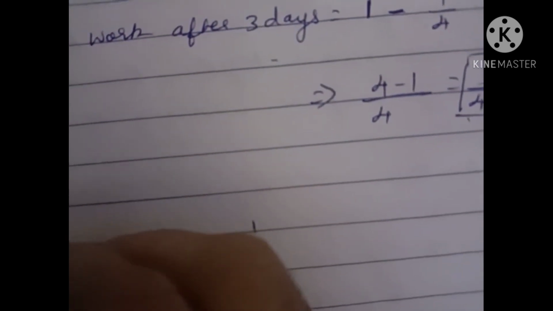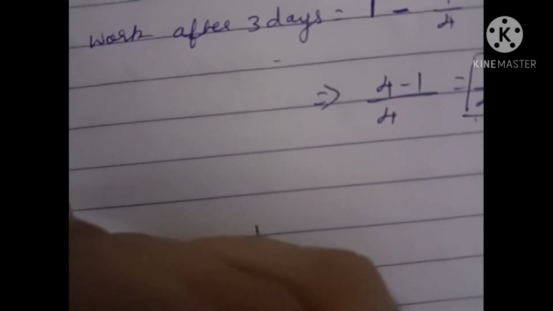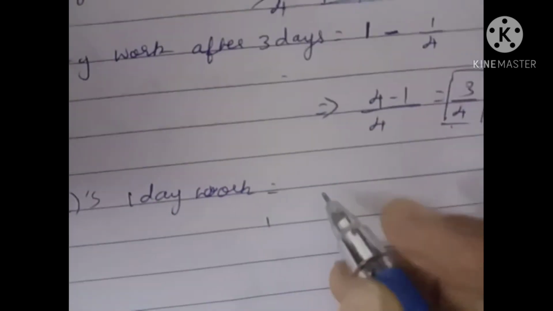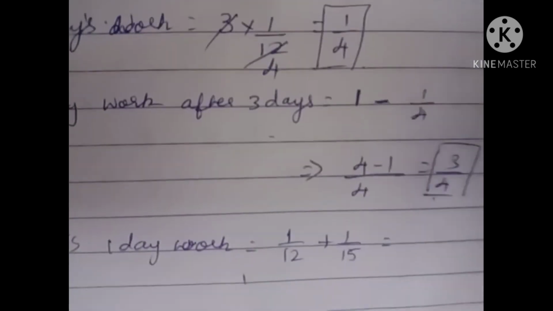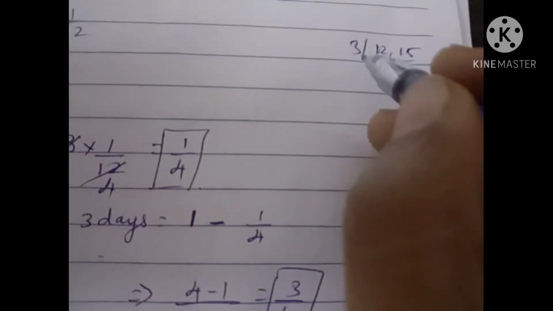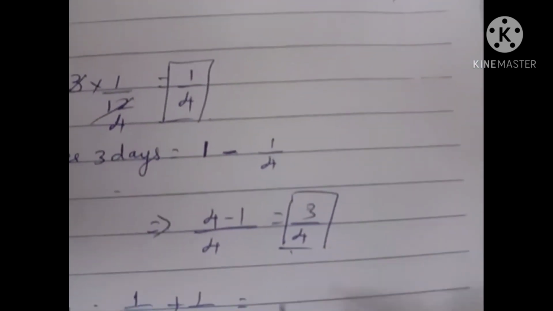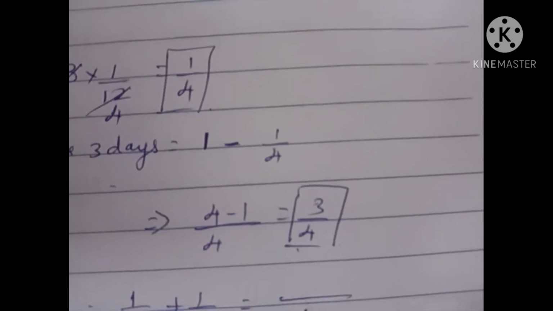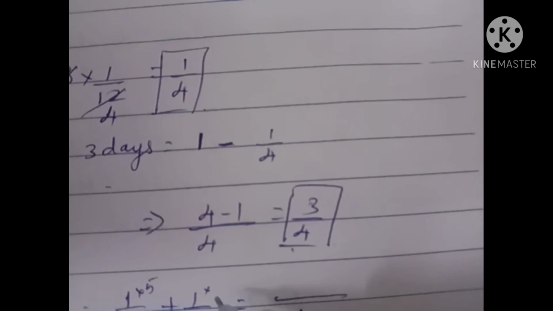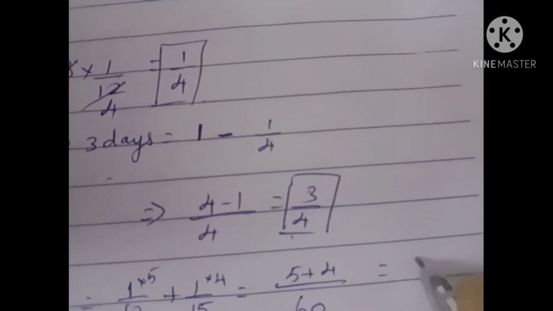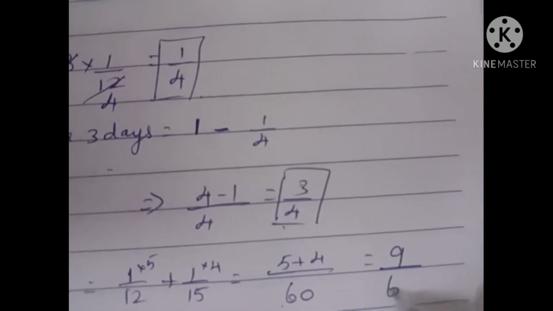P and Q together, 1 day work is equal to 1 by 12 plus 1 by 15. The LCM for 12 and 15: 3 table, 3 4s are 12, 3 5s are 15. Therefore 3 4s are 12, 12 5s are 60. In 12 table, 60 is 5 times and in 15 table, 4 times. Therefore 5 plus 4 is equal to 9 by 60.